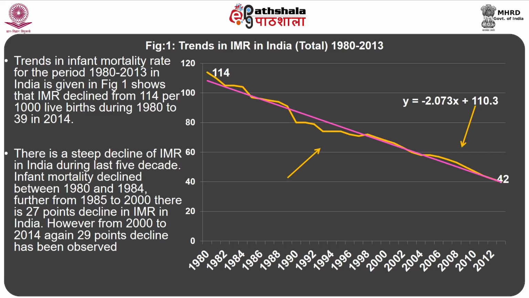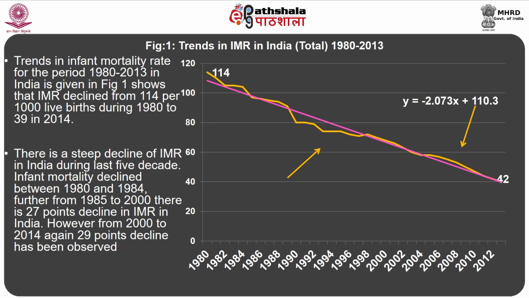Trends in infant mortality in India. Trends in infant mortality rate for the period 1980-2013 in India is given in figure 1, which shows that IMR declined from 114 per 1000 live births during 1980 to 39 in 2014. There is a steep decline of IMR in India during the last 5 decades.